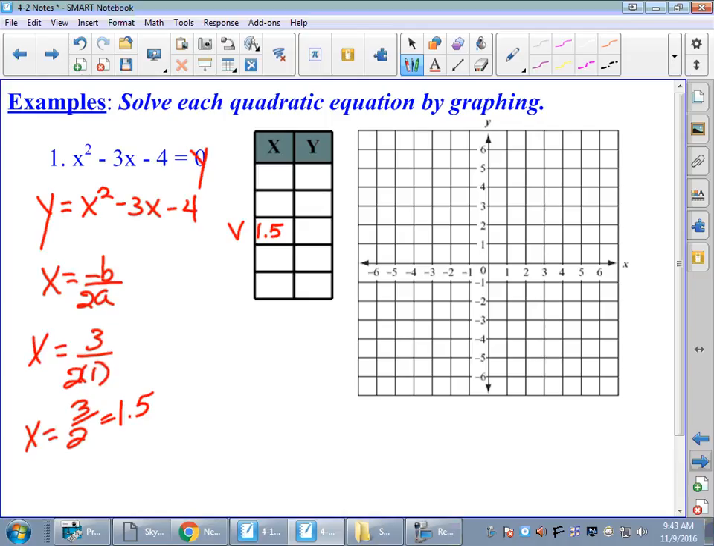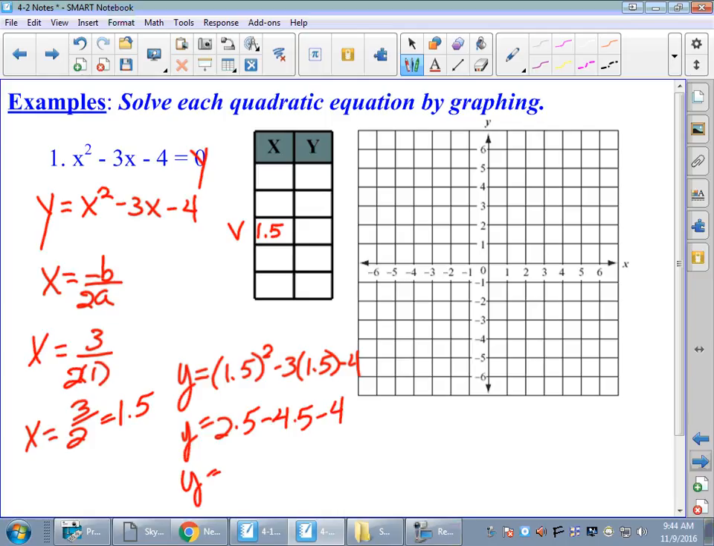To find the something, I have to plug that value into the equation. So y equals 1.5 squared minus 3 times 1.5 minus 4. When I figure that out with my calculator, I'm going to square the 1.5. And when you square 1.5, you get 2.25. And when you multiply a negative 3 times 1.5, you get a negative 4.5. And then you subtract 4. So in the end, when we take 2.25 and subtract 4.5, and then subtract another 4, you get negative 6.